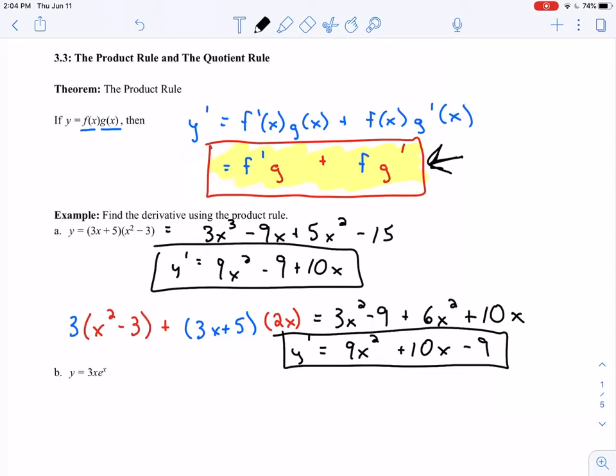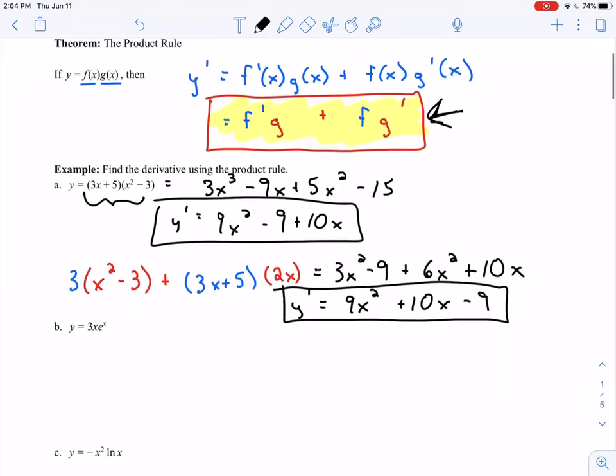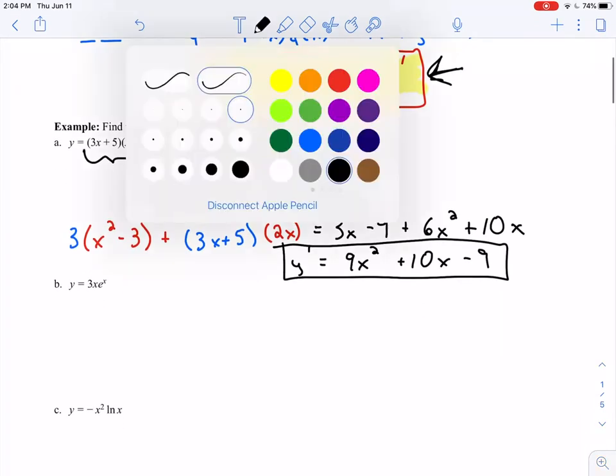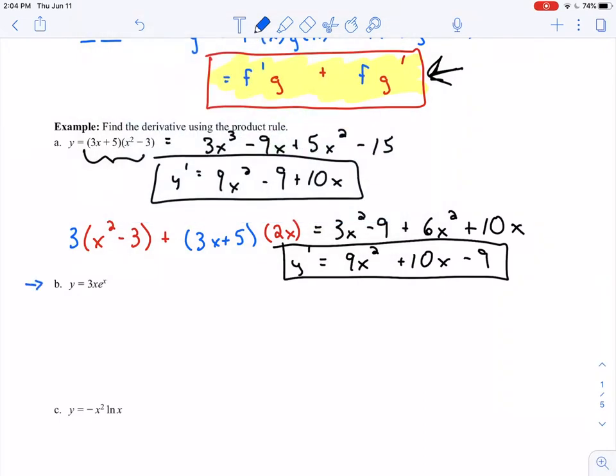So sure, in cases like this, you could fall back on the workarounds that we talked about in Chapter 2. But unfortunately, that's not going to last us very long, because then we're going to come across functions like part B right here. Here I have y equals 3x times e to the x. There's really no way for me to simplify this any more than it already is. It's just not a good way to write it.